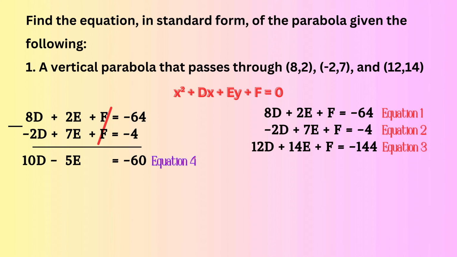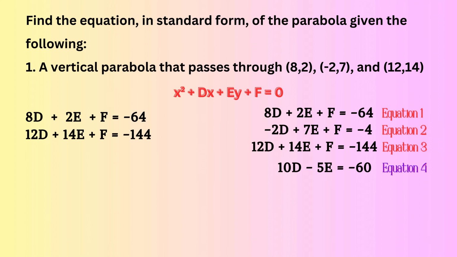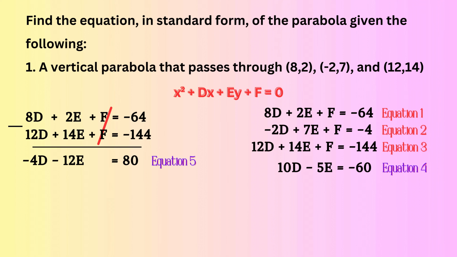Next, we have to get a new pair of equations and do another elimination. This time, we'll choose equation 1 and 3. Since we eliminated f from the first pair, we will also eliminate f here. So using subtraction, we can easily eliminate f. Then, 8d minus 12d equals negative 4d. 2e minus 14e equals negative 12e, and negative 64 minus negative 144 equals 80. And this will be our equation number 5.